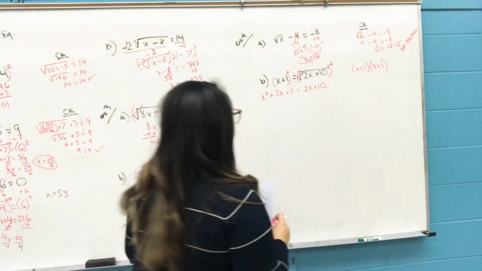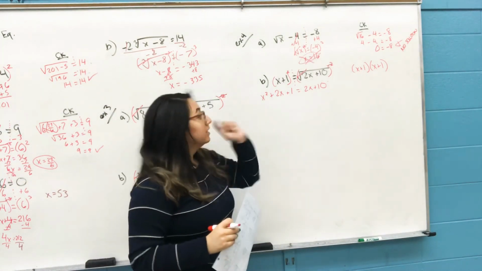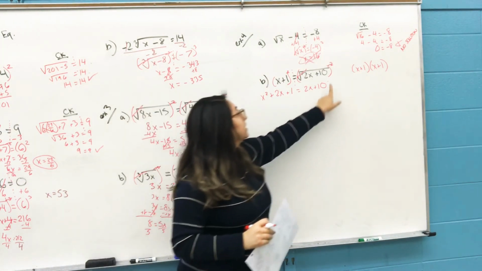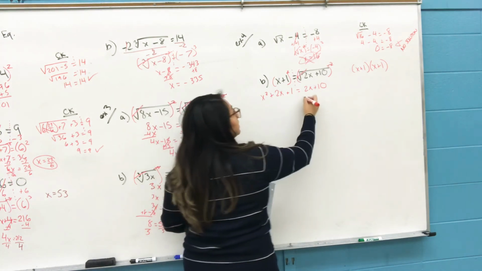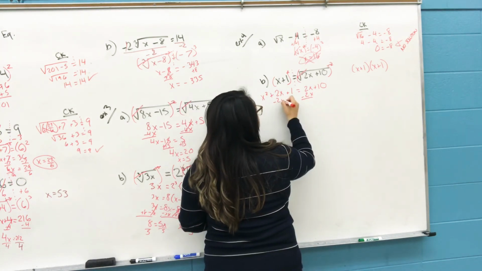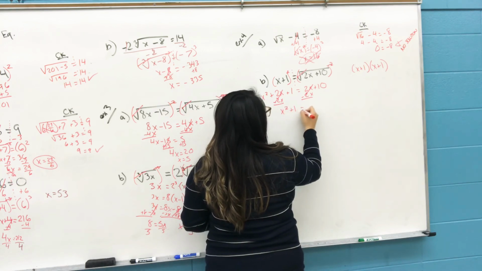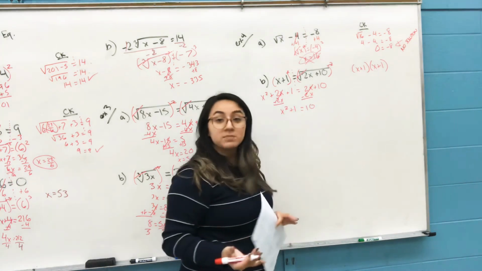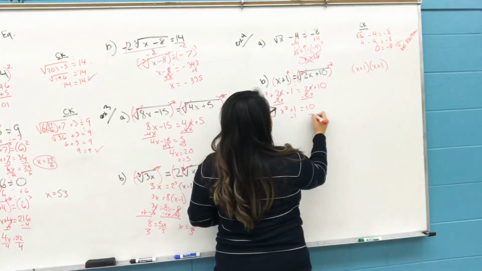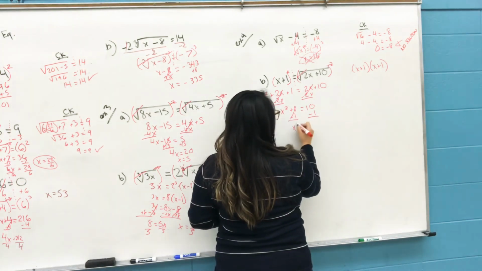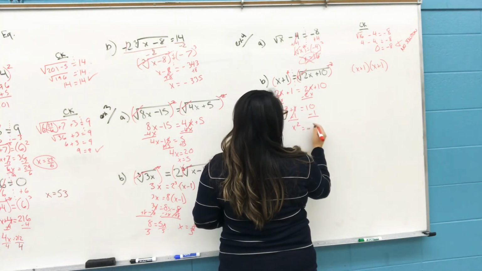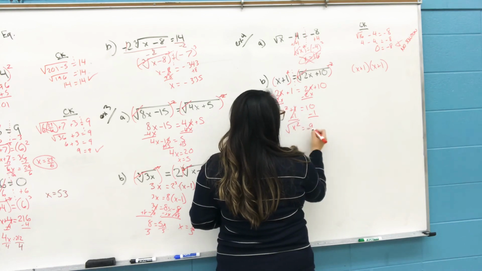All right. From this point here, we're going to go ahead and move over the 2x. When we move over the 2x, it looks like they cancel out, you end up with x squared plus 1 is equal to 10. We can get x by itself here. We move the 1 over, x squared is equal to 9, and then we square root it.